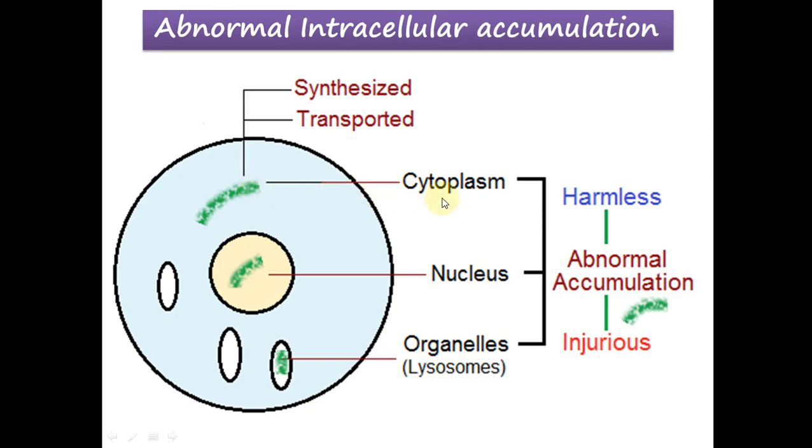The abnormal substance may be accumulated in the cytoplasm. It may be accumulated in the organelles, mainly the lysosomes, and sometimes the abnormal accumulation may occur within the nucleus. Mild forms of abnormal accumulations are mostly harmless. But if the accumulation of a particular substance exceeds some defined limits, it will become injurious to the cell.